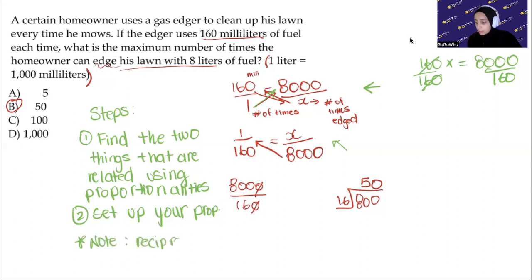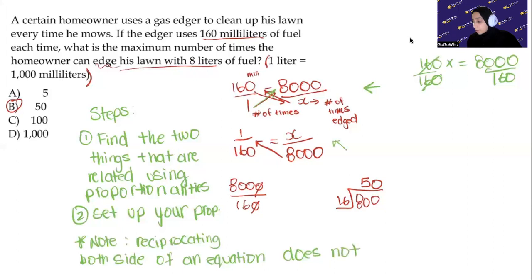So noting, and this is I guess a note, reciprocating both sides of an equation does not affect the result. Okay, so when we reciprocated over here, that didn't affect our result, right? Because if we ended up doing it in this way, we'd still have that 8,000 divided by 160, right? So this was equal to x, and our x ended up being this 50.